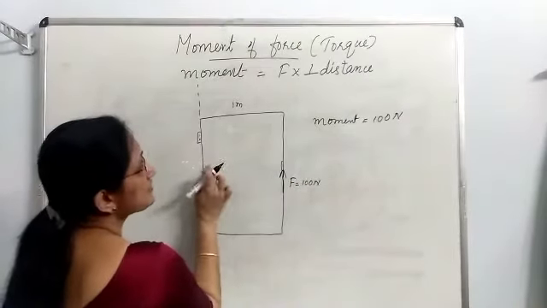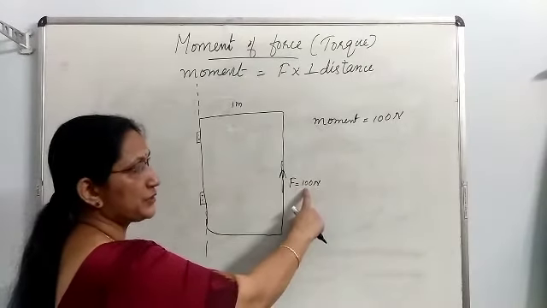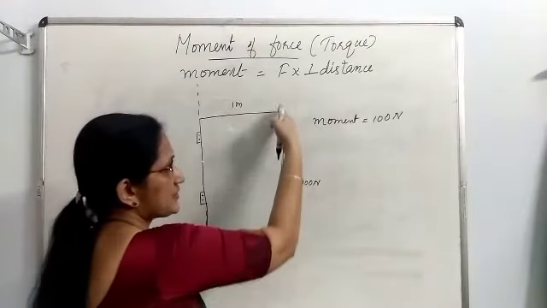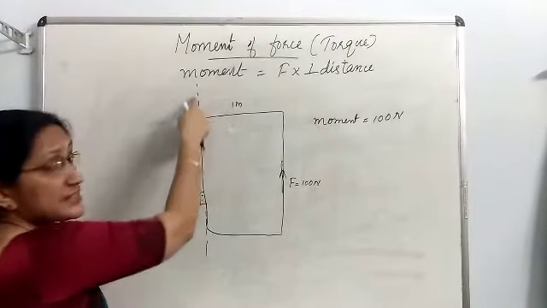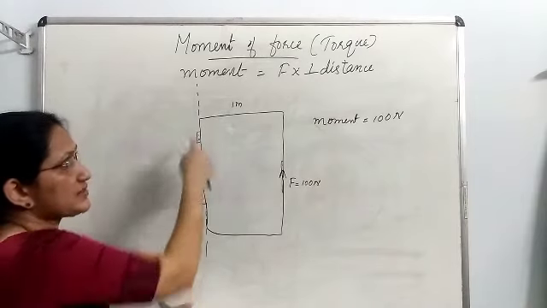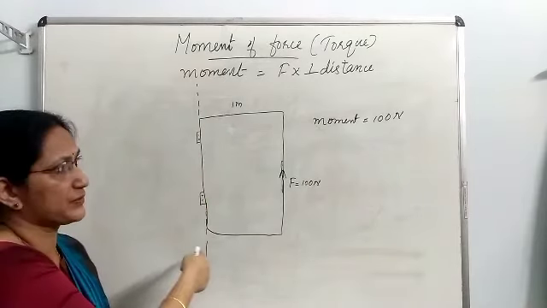Perpendicular distance means width of the door. It is force into perpendicular distance. Force is 100 Newton. This is the line of action of force. This is the axis of rotation of the door. Door rotates around this axis of rotation.